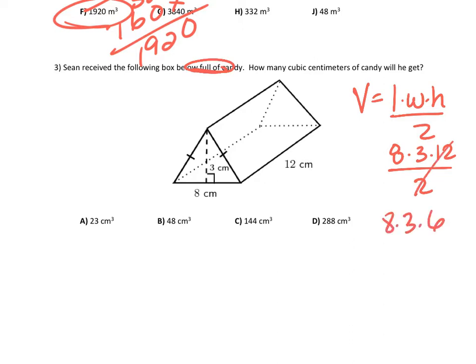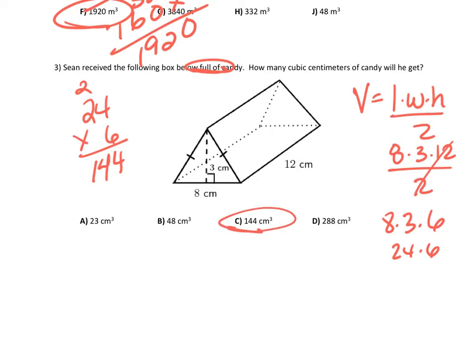And then I would do 24 times 6. So I would come over here and I would multiply 24 times 6. And I would get, I'm sorry, not 80. I don't know where I was going with that. I'm sorry, 144. And then that's going to be answer choice C.